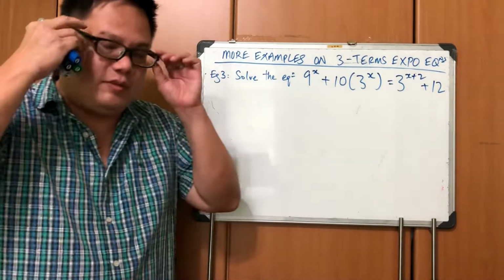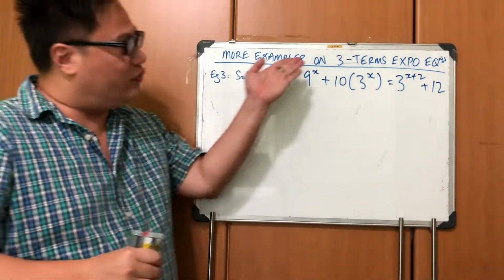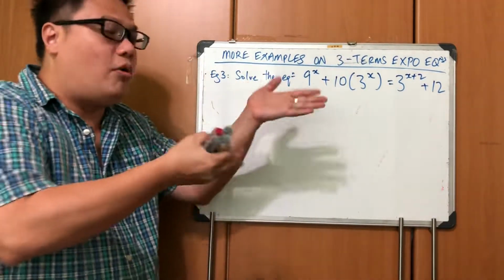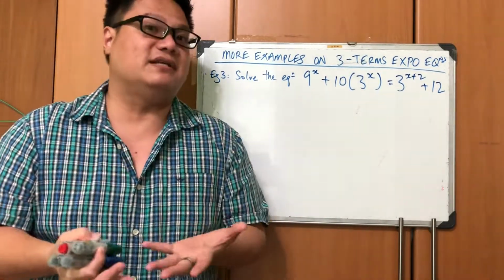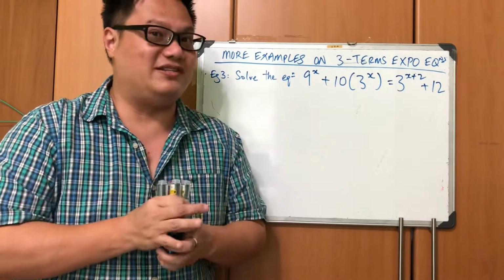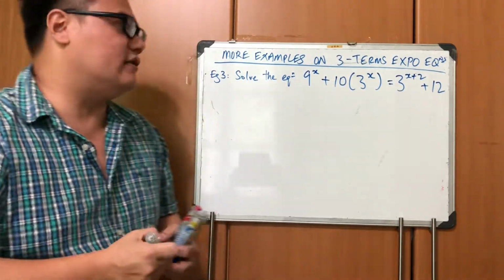Don't panic. Remember I shared with you that when we deal with 3 or more terms exponential equation, the standard technique we normally try to use is simultaneous equation. So we'll stick to that strategy, okay? Let's plow through the solution together.